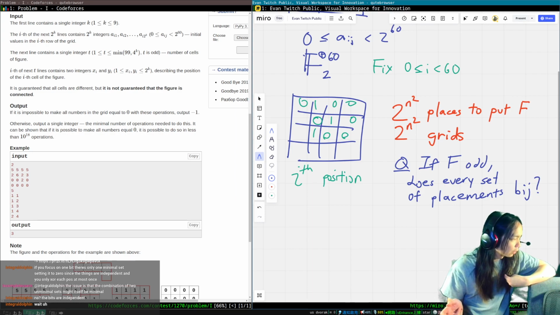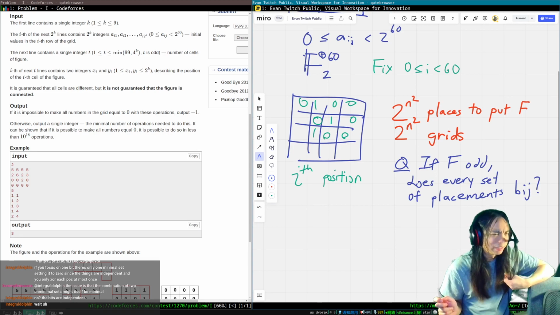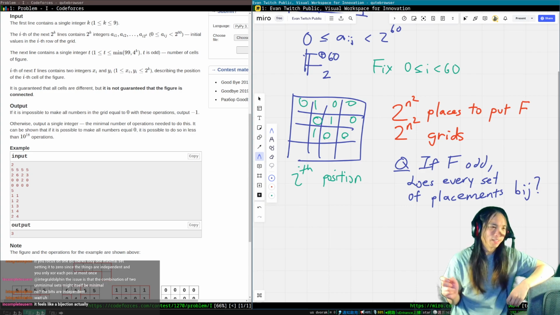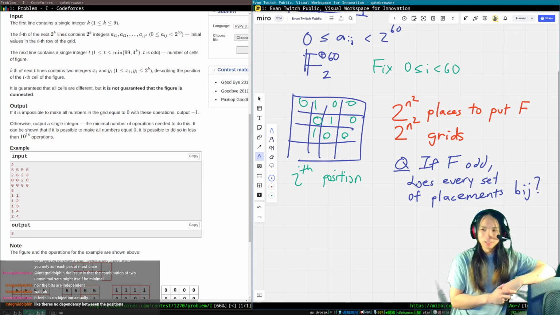So, is it true that there's a unique way to do it? I think it probably is. Because otherwise it feels like it should be, because I feel like that's probably why f is odd. Like if f is even, no way it's true. But if f is specifically given to be odd, I feel like it ought to be true.